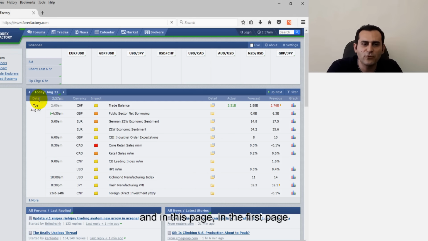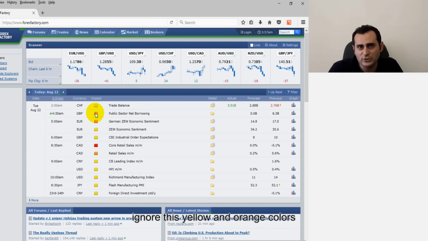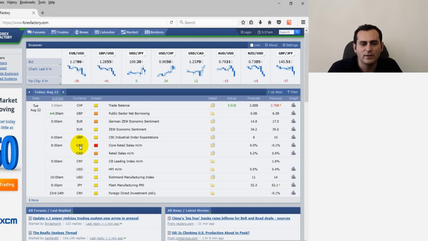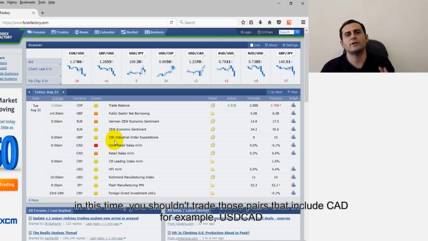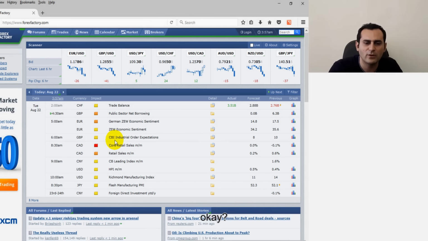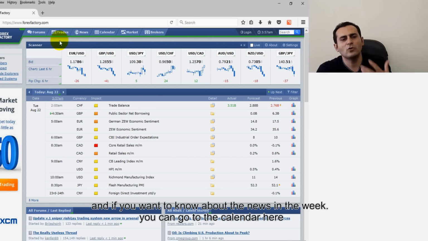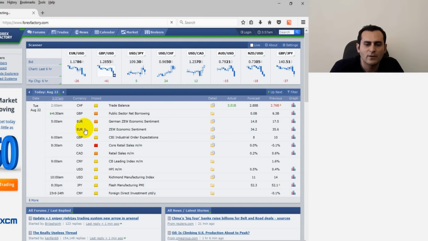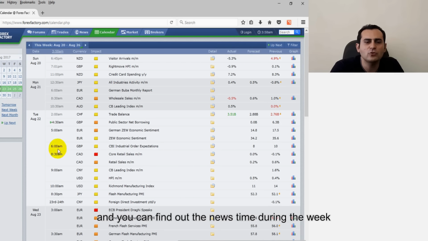and on the first page, you can see the news times. Ignore these yellow and orange colors, but this color is important. This red color is important. For example, this is red, high impact news about CAD. Okay? At this time, you shouldn't trade those currencies that include CAD. For example, USD/CAD, CAD/JPY, or other pairs that include CAD. Okay? Or if you want to know about the news in the week, you can go to the calendar here, and you can find out news times during the week.